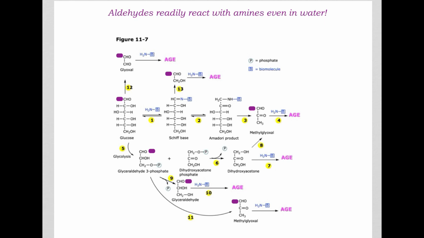In fact, this is one of the major problems we see in uncontrolled diabetes, where a little bit of glucose that exists as the aldehyde form can react with amines, whether it's small molecule amines or amines present in proteins, and this reaction can then lead to the formation of what we call advanced glycation end products. These advanced glycation end products are known to be very toxic and are known to be responsible for many of the symptoms that we see in uncontrolled diabetes.